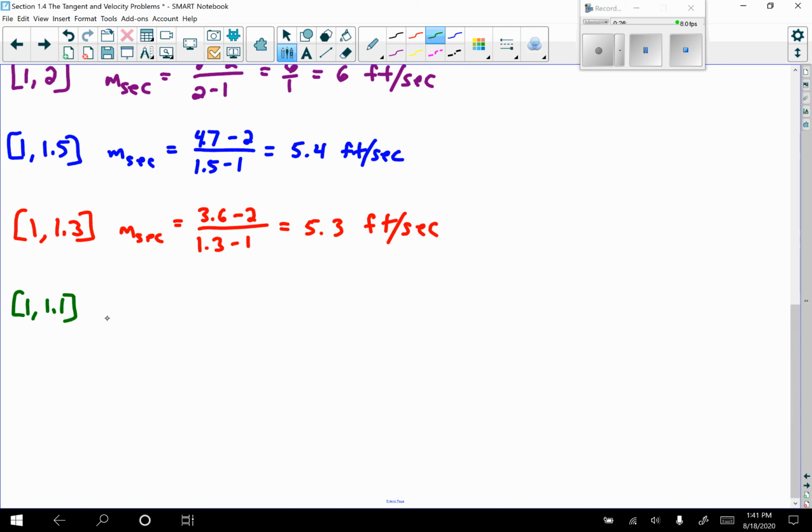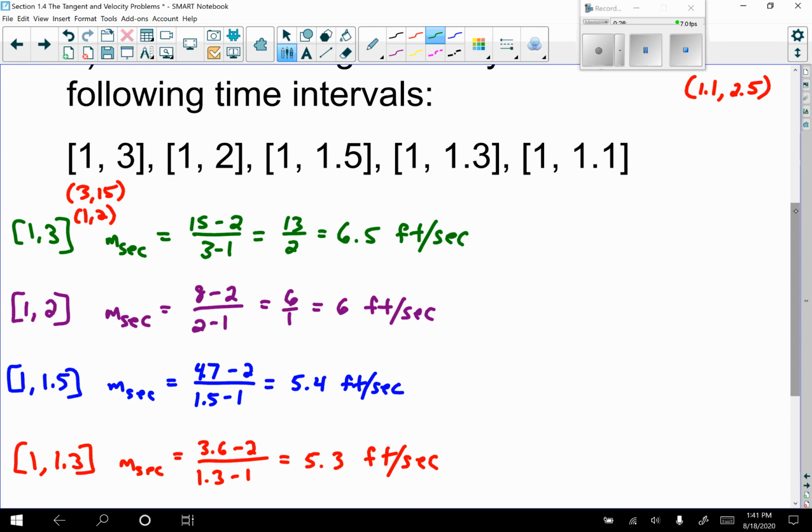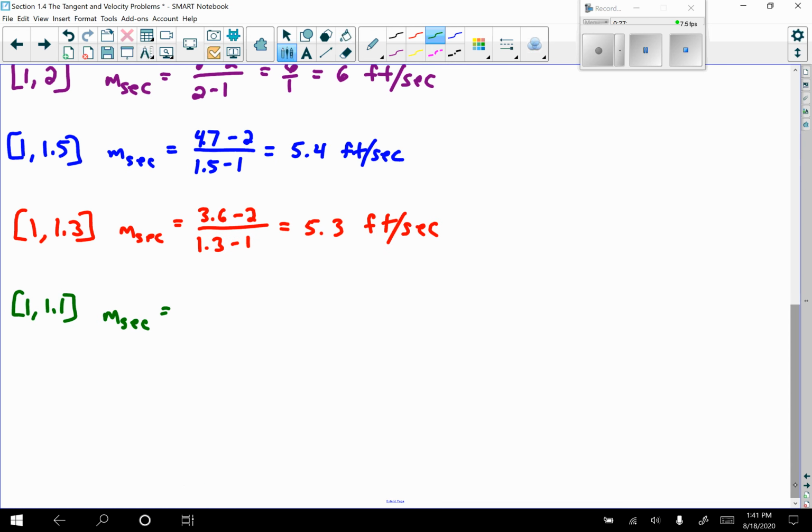So the slope of our secant line here, again, when t is 1.1, the distance is 2.5. So we'll show 2.5 minus 2 over 1.1 minus 1. Go ahead and calculate this, but it should give us 5 feet per second. So we kept approximating the slopes of the secant lines as our second x value got closer and closer to the first x value.